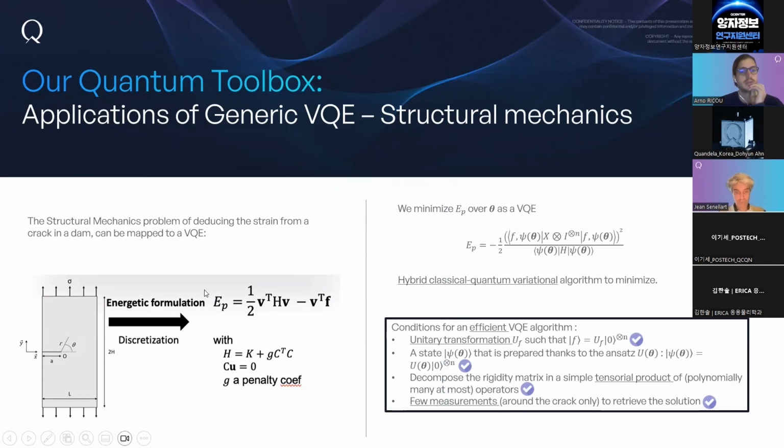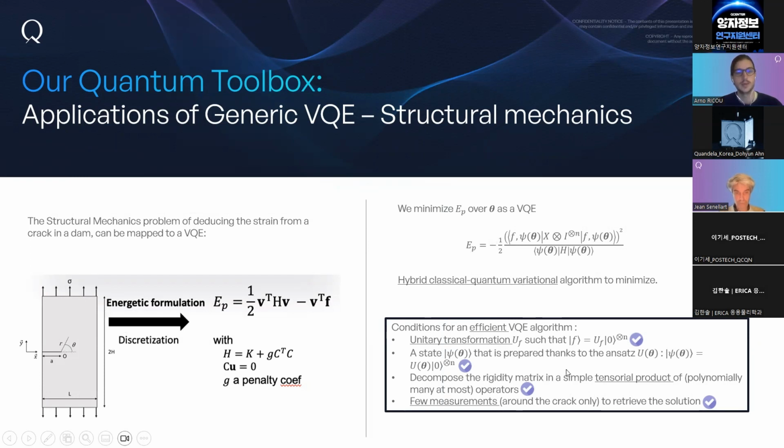Instead, we found an energetic formulation of this problem, so it's written like here, and then we minimize this energy with a variational algorithm. So it's like a VQE, where you want to find the ground state of this molecule, and giving the ground state of this molecule will give you the solution of this problem, meaning how the crack will evolve with time and with this constraint. So it's again a hybrid algorithm we use.